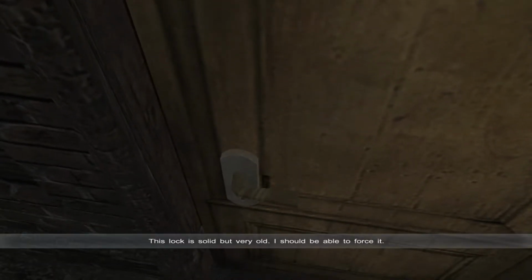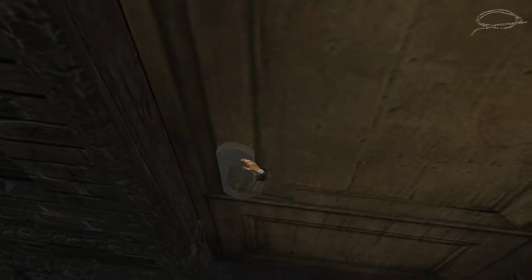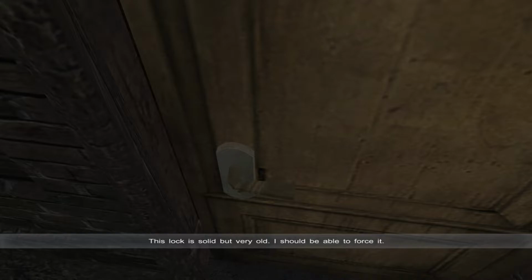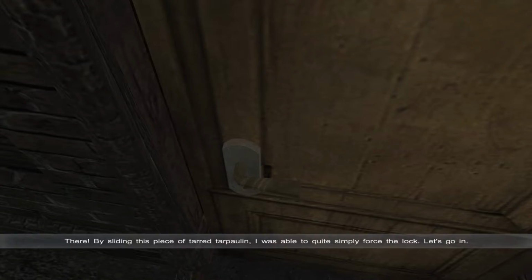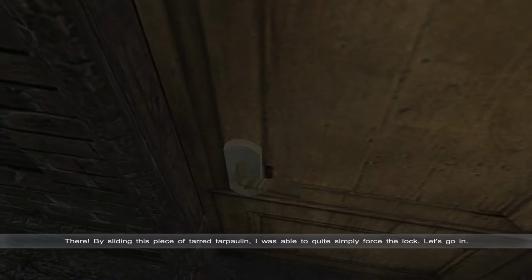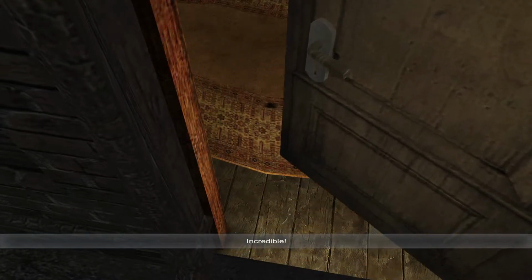Okay. This lock is solid, but very old. I should be able to force it. What shall we do, Holmes? Apparently not the knife. How about the rope? Well, tarpaulin, how that would help, I don't know. There, by sliding this piece of tarred tarpaulin, I was able to quite simply force the lock. Let's go in. Incredible.